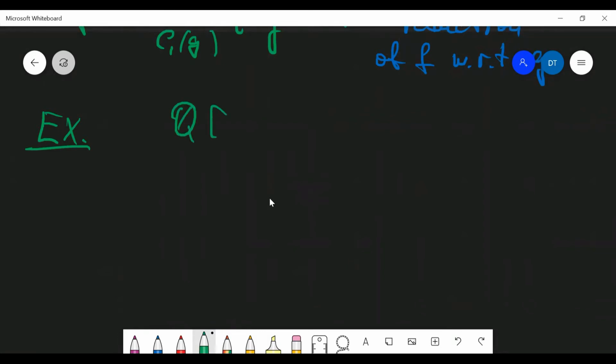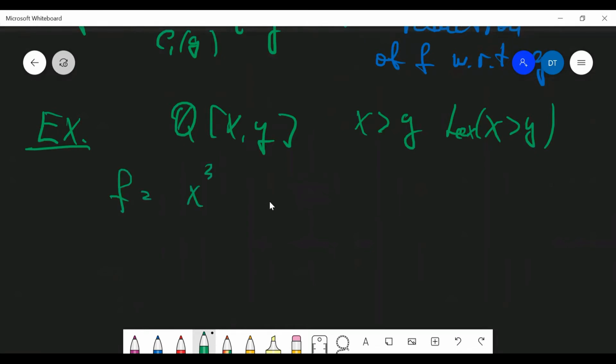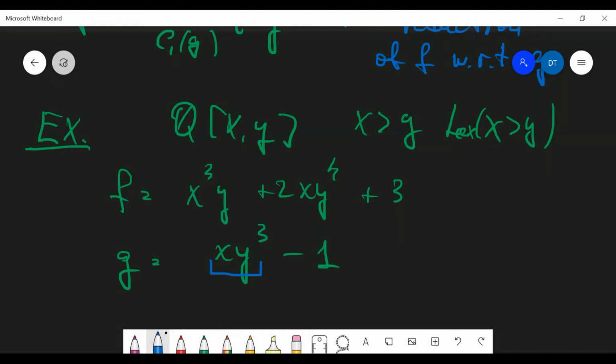So assume that we have a polynomial ring like this, and x is larger than y, and we fix the lexicographical order with respect to this ordering of variables. Now I would like to take f to be x cubed y plus 2xy to the fourth plus 3, and let's say g be xy cubed minus 1, something like this. Okay, now this is the leading monomial of g, and the leading coefficient is 1. Let me take m to be this one. Well, this is the only monomial divisible by the leading monomial of g. So this is your m from the definition here.